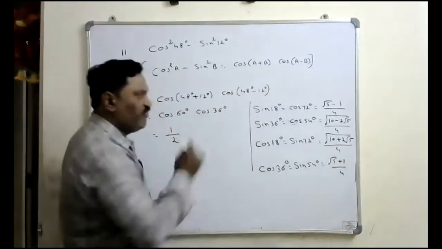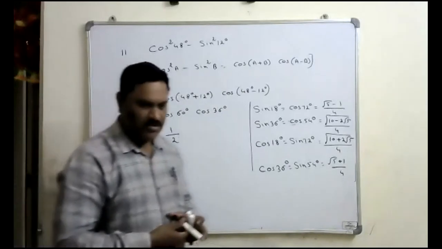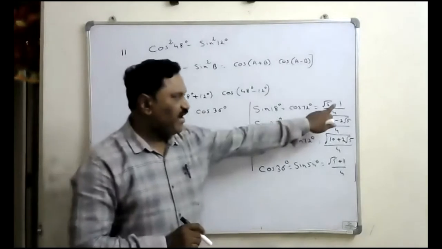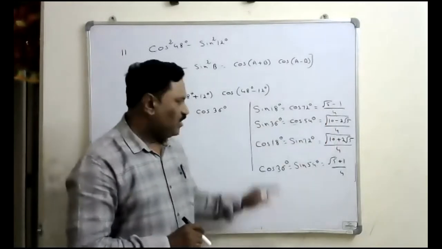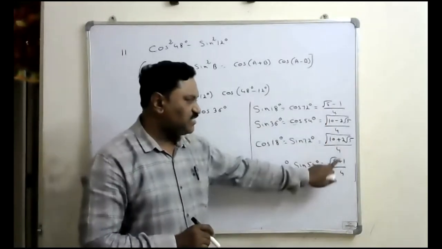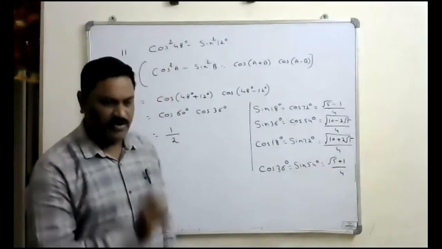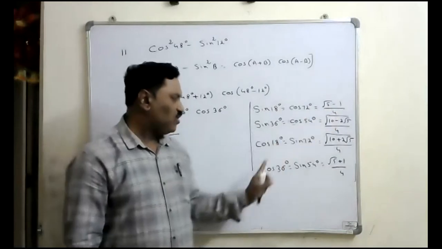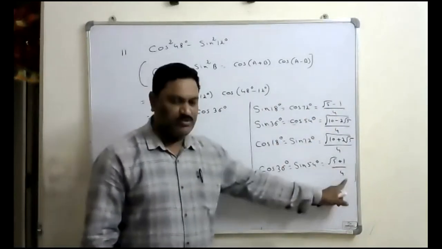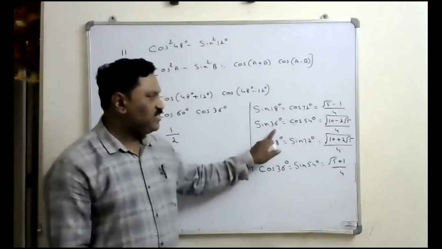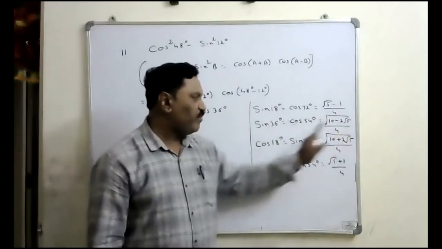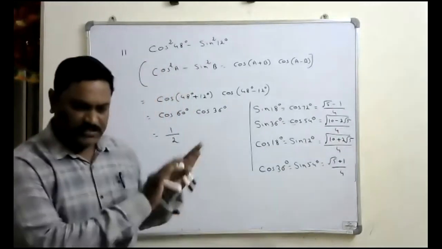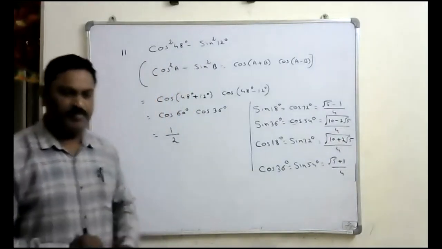So these four values we have to remember blindly. If it is a sine function, we get the minus sign in between. If it is a cos function, we get the plus sign in between. That is the point you have to remember. Sine 18 is root 5 minus 1 by 4, cos 36 is root 5 plus 1 by 4, sine 36 is root over 10 minus 2 root 5 by 4, cos 18 is root over 10 plus 2 root 5 by 4. So these four values carefully we have to remember.